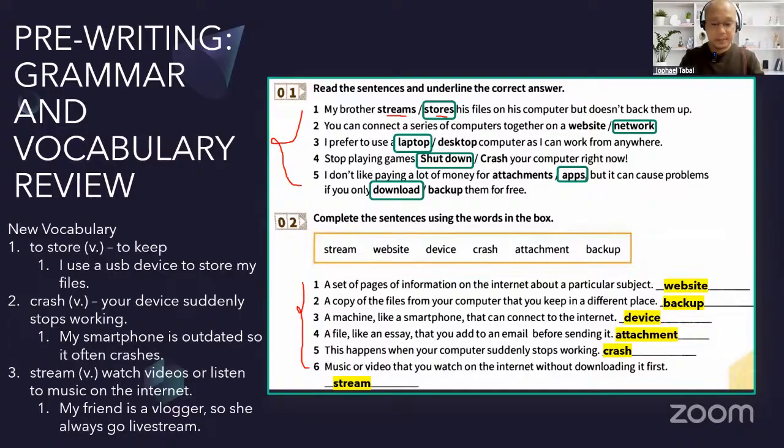So let me send these new vocabs to your Zalo, and I want you to really write them down in your notebook, okay? So you can practice and improve your vocabs, okay? Oh, sorry.